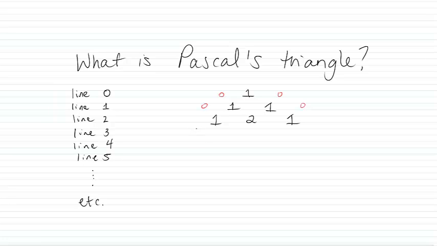So if I'm going to go to line 3, I'll have 0 plus 1 is 1. 1 plus 2 is 3. 2 plus 1 is 3. And 1 plus 0 is 1. Take a moment and try to fill out the next 2 lines of this triangle. You should have 1, 4, 6, 4, 1. And then you should have 1, 5, 10, 10, 5, and 1.